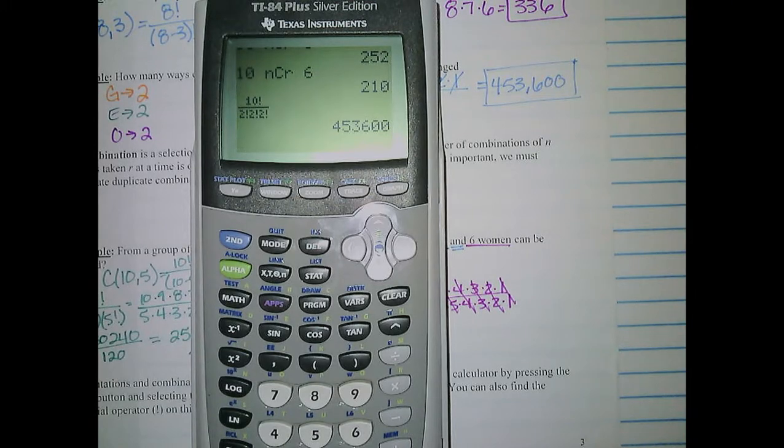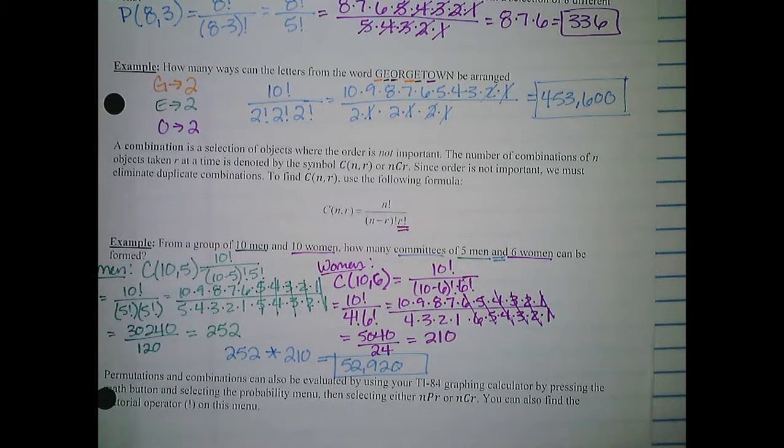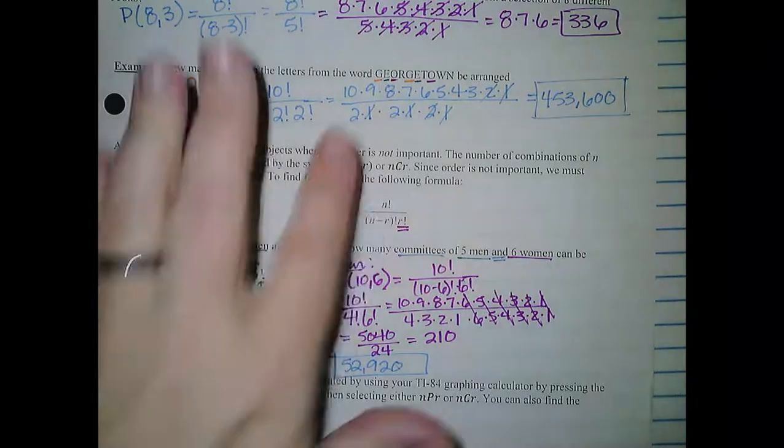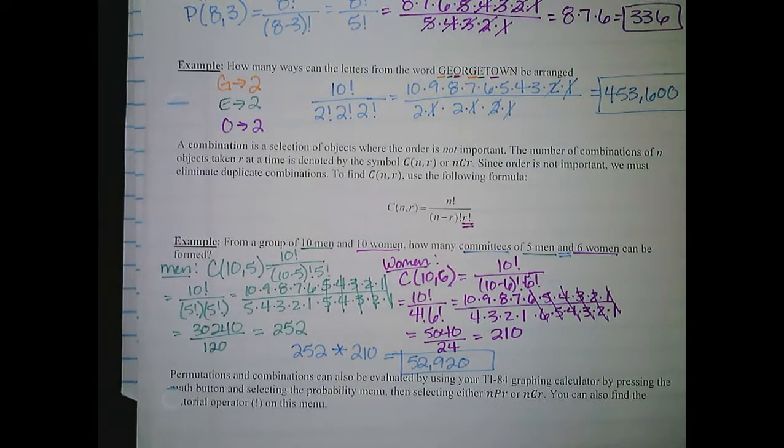So I wanted to make sure that you guys understand the process of what factorials mean and how they work and how we can simplify them. But if all you need to do is calculate permutations or combinations, you can also evaluate those very quickly using your calculator.